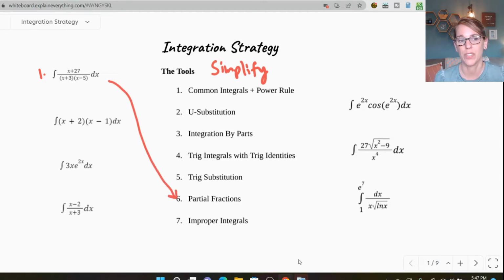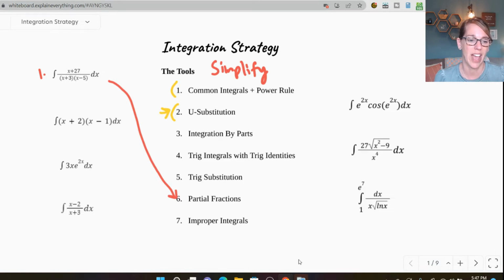There's a couple of clues. First of all, I've got a degree 2 in the denominator and a degree 1 in the numerator. This is what we call a proper fraction, smaller degree in the numerator. The other clue is that I really can't use a u-substitution. First and foremost, my goal is to use a common integral, power rule, or a u-substitution. If I can't, then I've got to use one of the strategies 3 through 7. And in number 1, we're going to need a partial fraction decomposition.